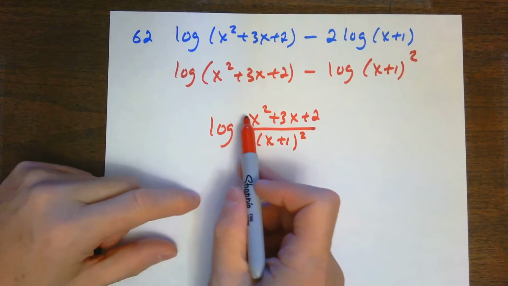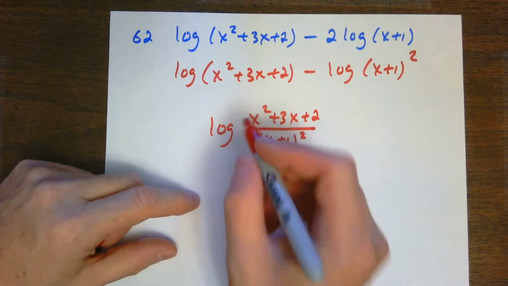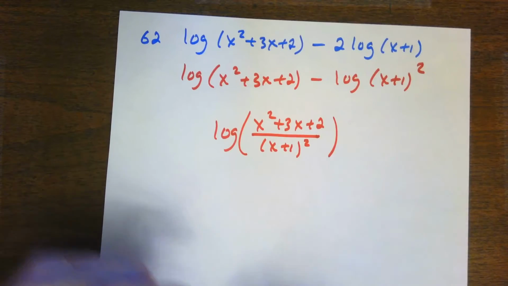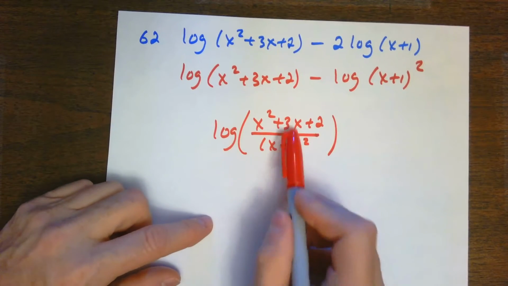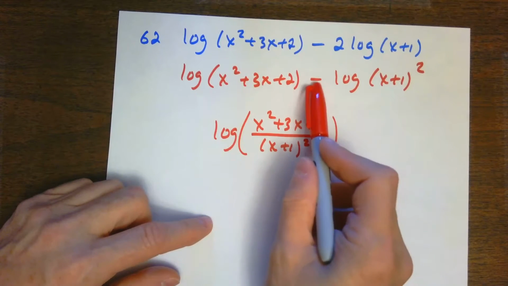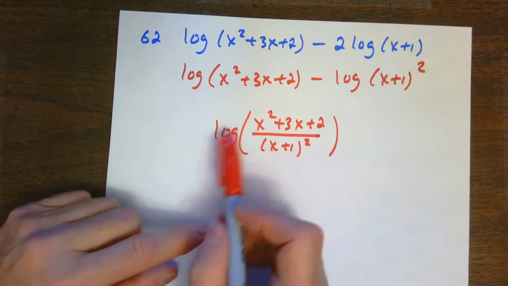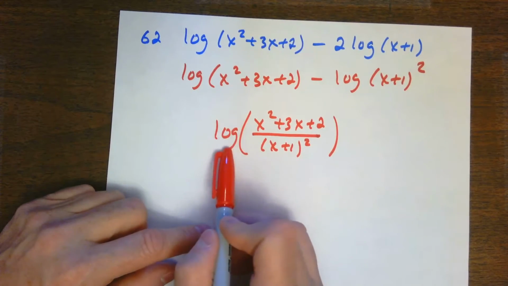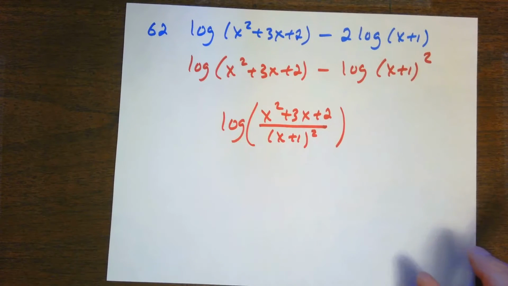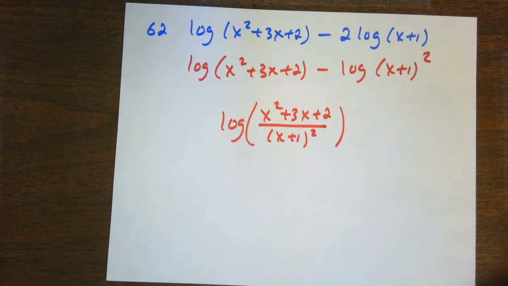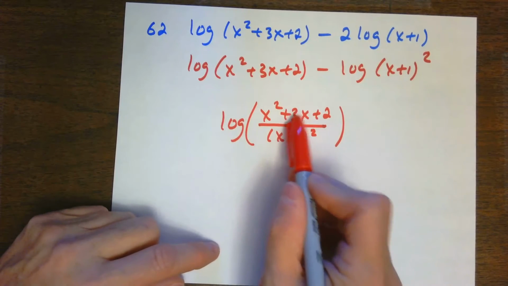Now notice, it's not log in the top and log in the bottom. It's the log of that, the quotient. The log of the quotient, if I work backwards, is the difference of the logs. So there's only one log here. There's not a log in the top and a log in the bottom. And am I done? Well, it occurs to me that this will factor.